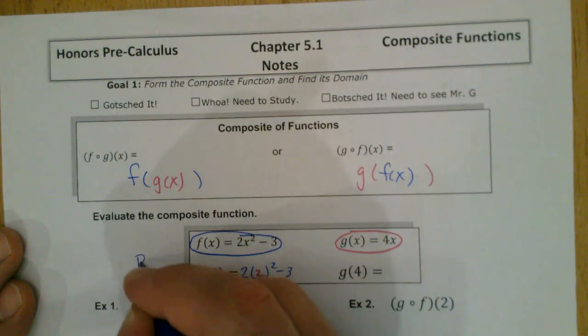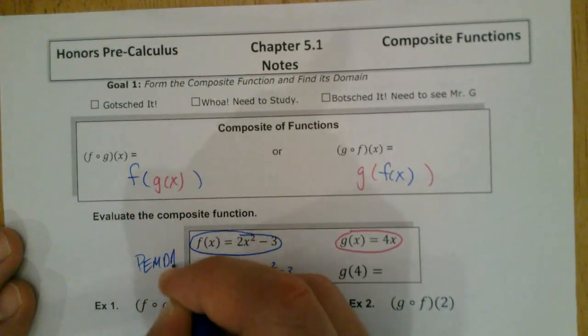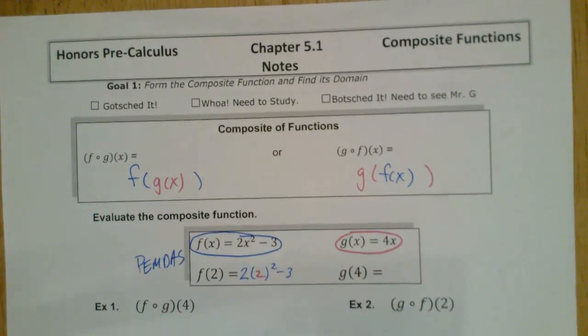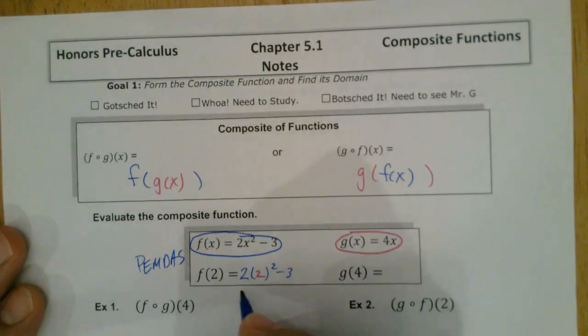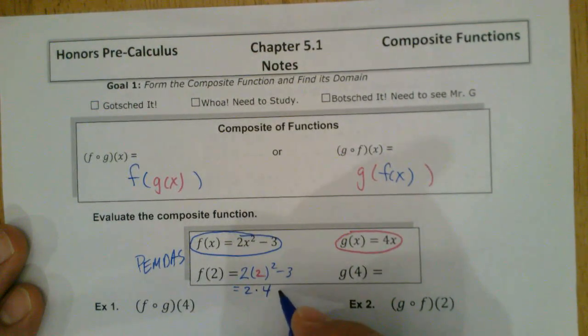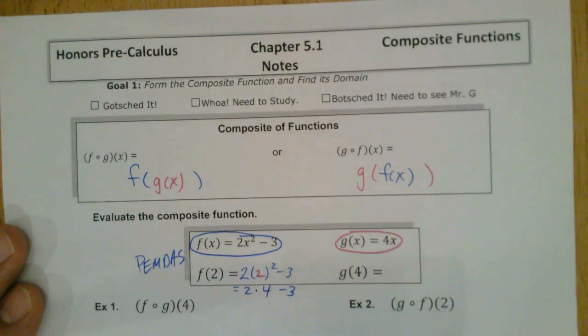Again, as we're doing that, please excuse my dear Aunt Sally, and go ahead and simplify. We got 2 times 2 squared, which is 4, and then minus 3. And we know that's 8 minus 3, which is 5.